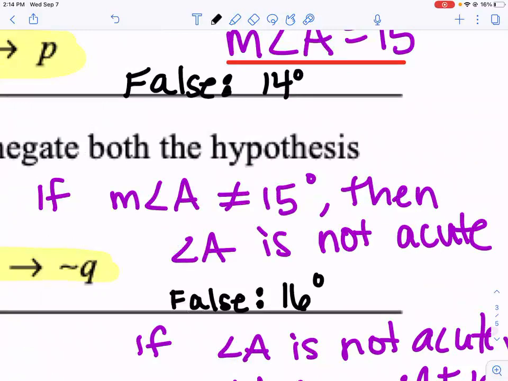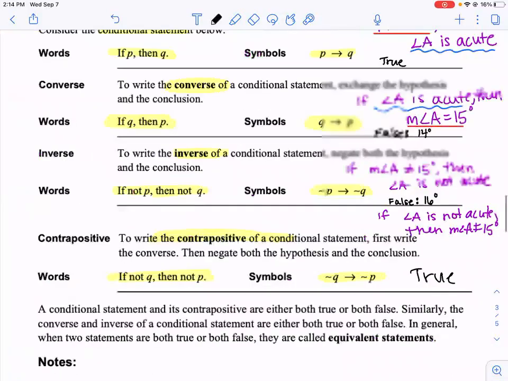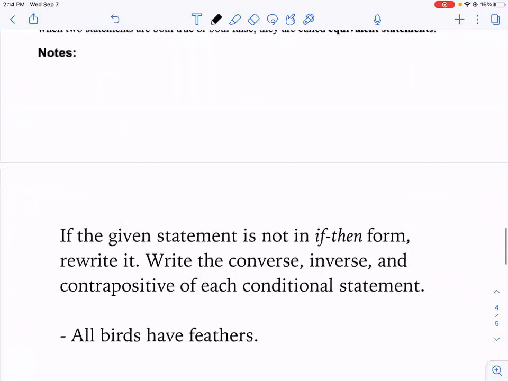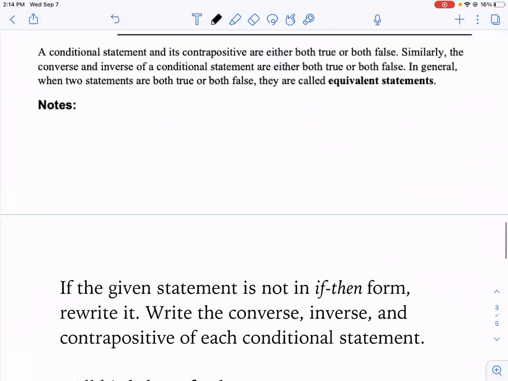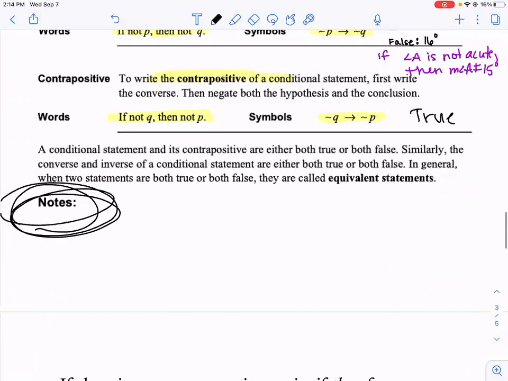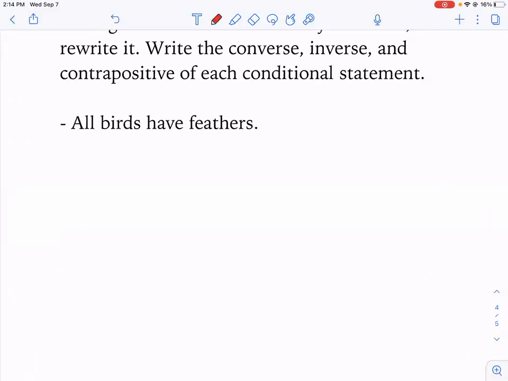Okay. Are you with me? We are going to practice writing the four different statements. Where you have this little note right here, we're going to write four statements. Now, all birds have feathers. Does this look like it's in if-then form? So we need to put it in if-then form.